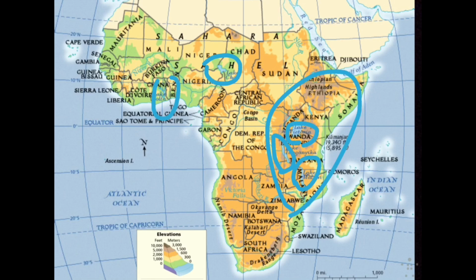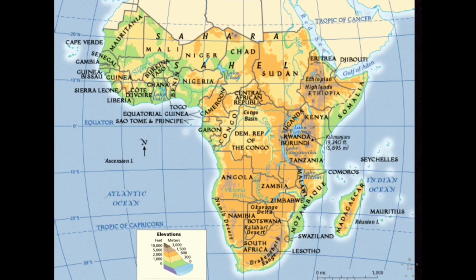Sub-Saharan Africa is also known for its river basins. The Niger River, one of the most important rivers in this region, you can see that here in this area. It's the main artery of Western Africa. It's important for agriculture and transportation. You also have the Zambezi River.